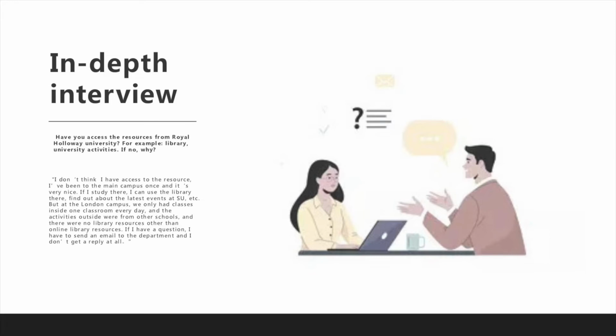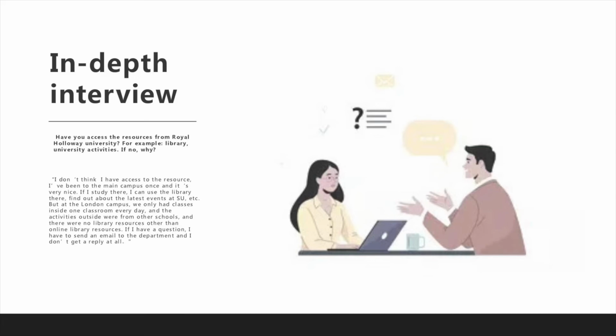So the answer I got is, I don't think I have access to the resources. I've been to the main campus one, and it's very nice. If I study there, I can use the library there and find out about the latest events at FU. But at London campus, we only had classes inside one classroom every day, and the activities outside were from other university. And there were no library resources other than online library resources. If I have a question, I have to send an email to the department, and I don't get a reply at all.